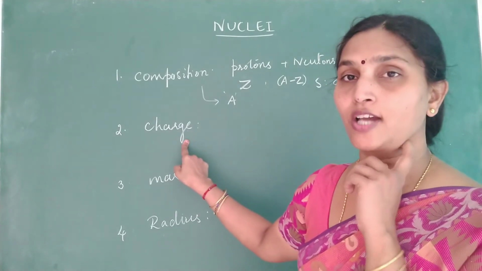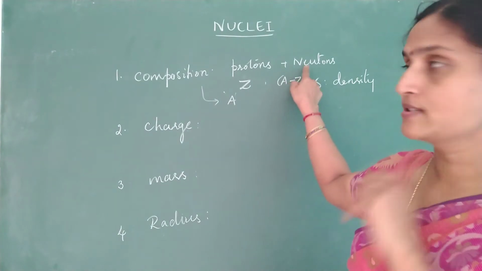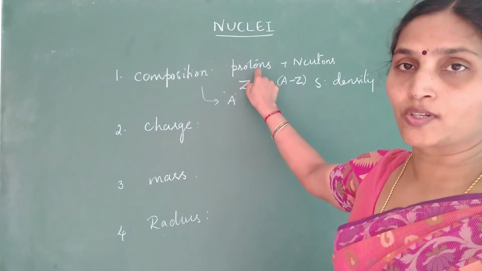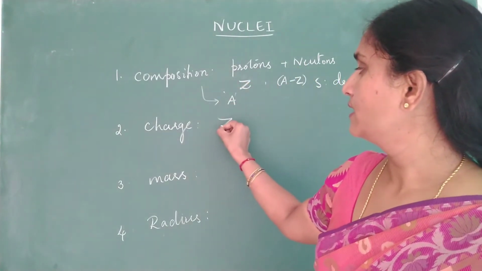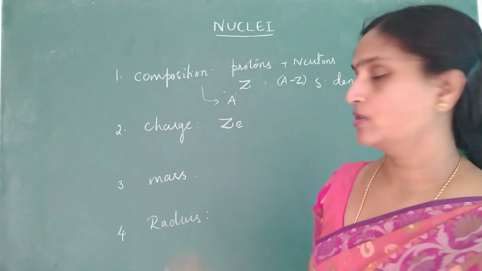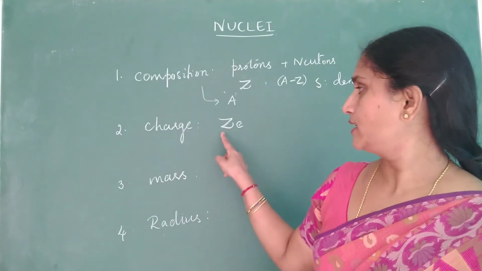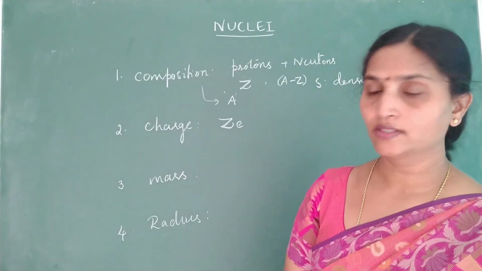Then coming to its charge. As I told you, neutrons are neutrally charged. Charge is only because of protons. So you can write the charge as number of protons, that is Z, into the charge of each proton, which I will write as e. The nucleus is positively charged and it has a charge given by Z into e.